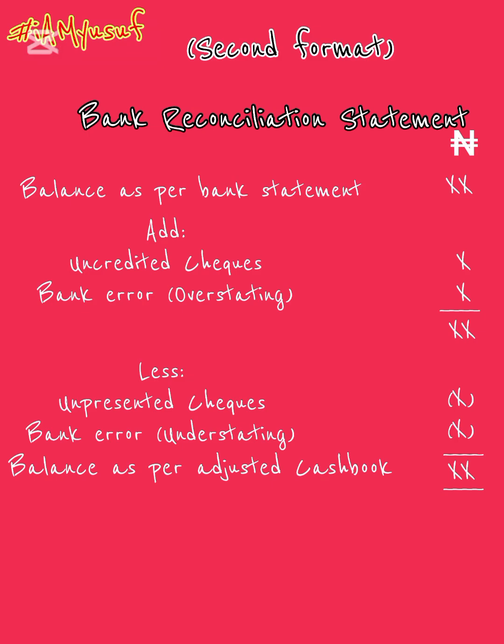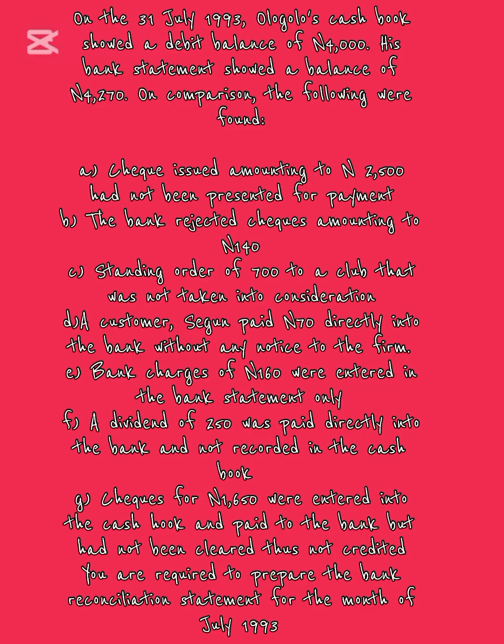Now let's do some exercise. Now look at the question. On 31st July 1993, Logolo's cash book showed a debit balance of 4,000. The bank statement showed a balance of 4,270. On comparison, the following were found: some items showing in the bank, some only in the firm's books.